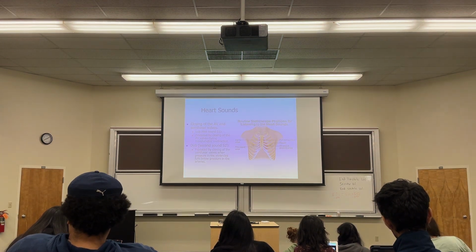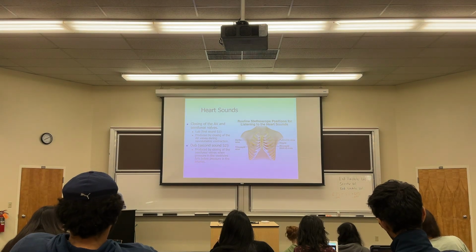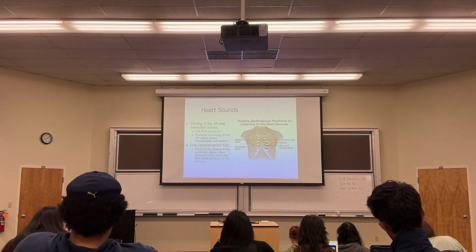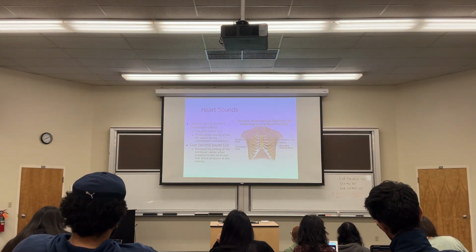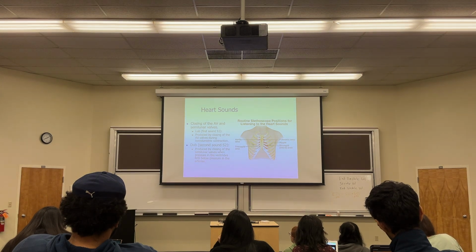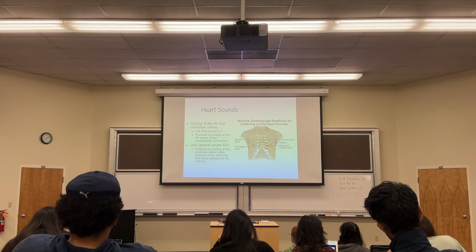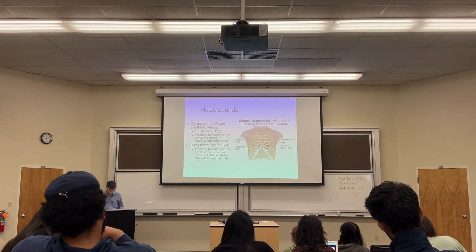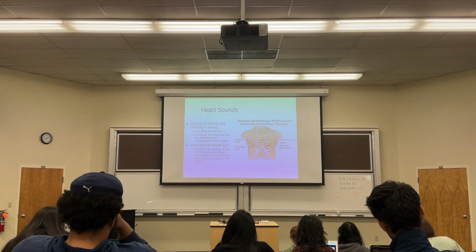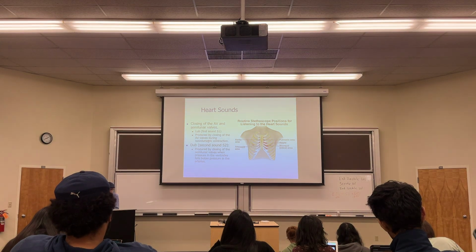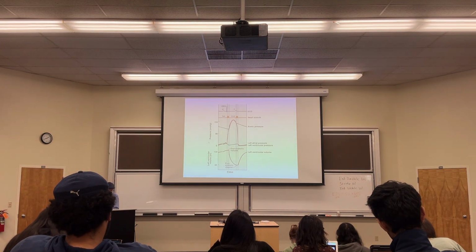And we're almost there, because we have some normal heart sounds. If you listen to the heart, somebody described it as lub dub, lub dub, lub dub, lub dub. The lub is the first heart sound, the dub is the second. The lub, or the first heart sound, is produced by the closing of the AV valves during isovolumetric contraction.